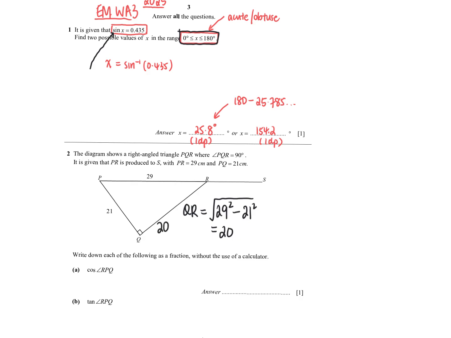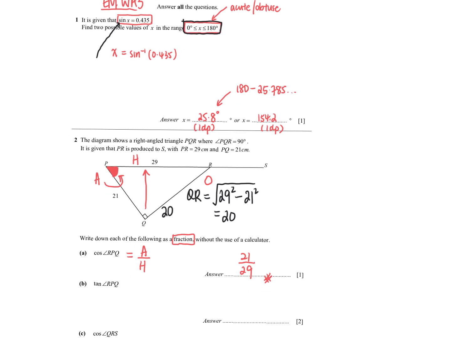Now they say RPQ. RPQ is this angle. Once you have the angle, you have your adjacent side. So hypotenuse is always opposite the 90 degree. Adjacent is next to it, and then opposite. So to find cosine is A over H. So it's 21 over 29. So leave your answer as a fraction. Don't go and give me decimal.